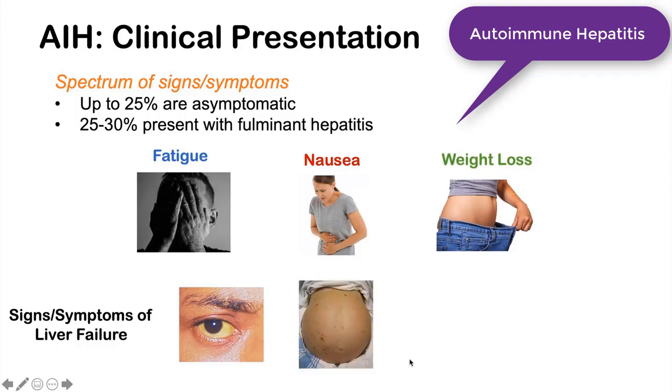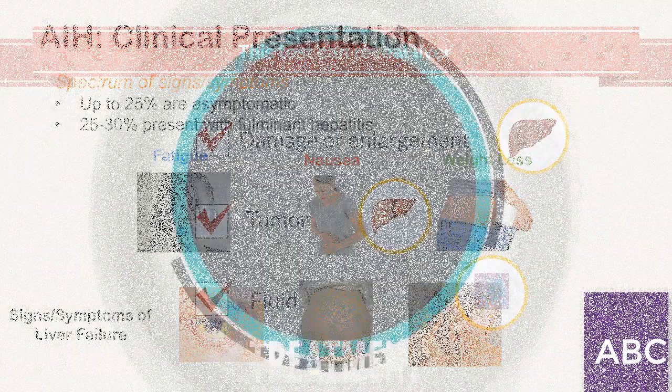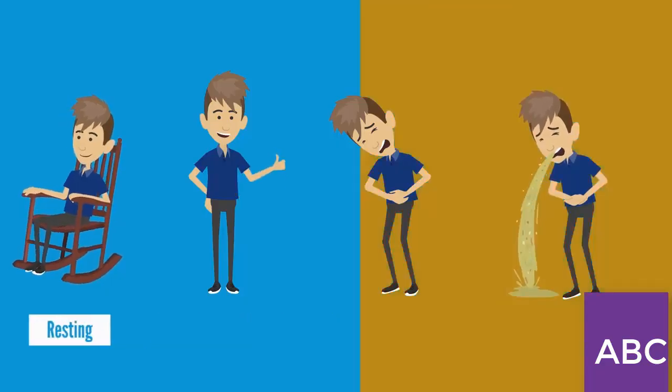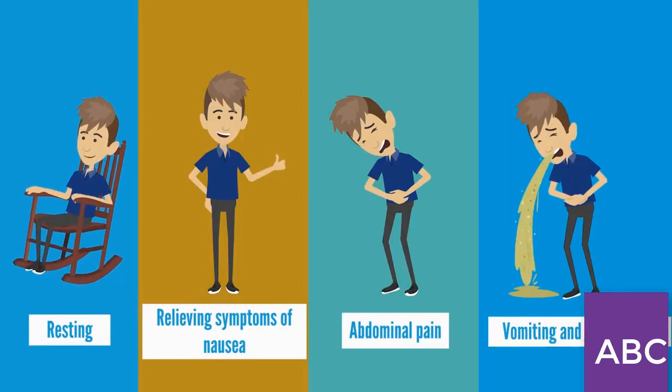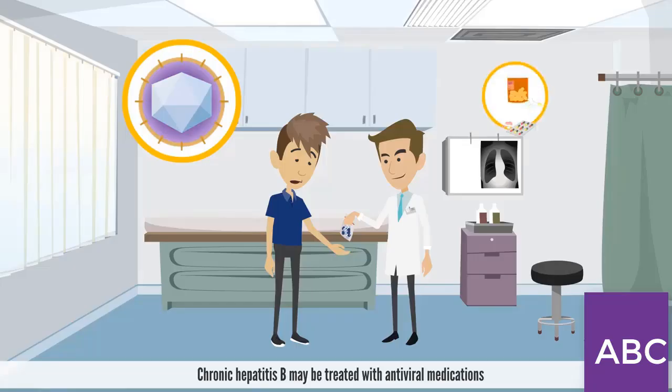Acute hepatitis A, B, and E usually doesn't need specific treatments, as it is short-term and typically resolves on its own. That is self-limiting. Over time, they can resolve on their own. But that does not mean treatment is not important. The general treatment usually involves resting, so you can relieve some discomfort, and also relieving symptoms of nausea, abdominal pain, and vomiting, which can help a great deal.